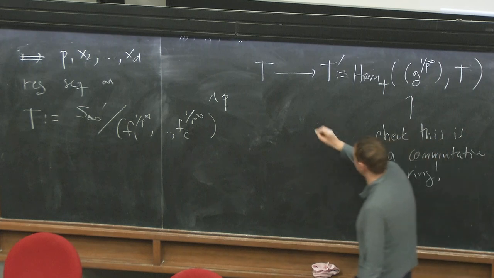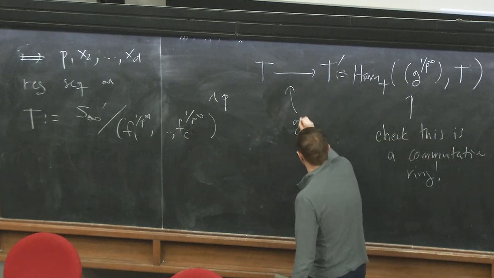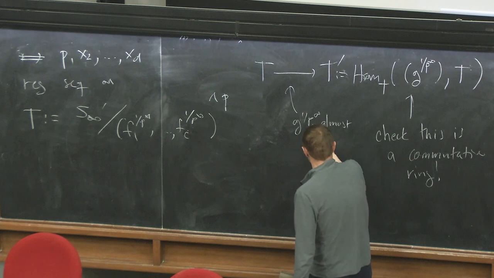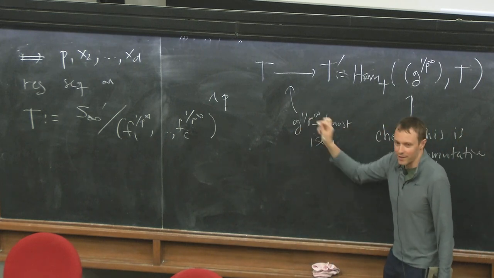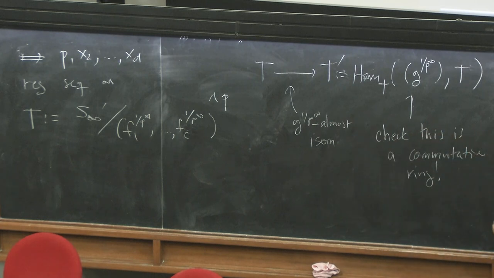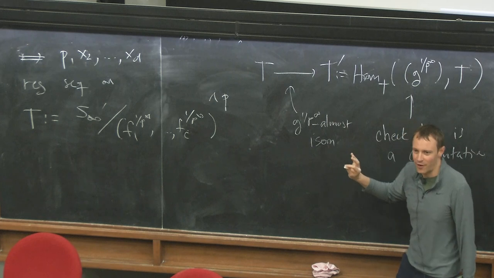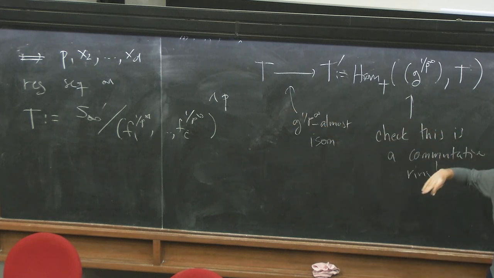And so in particular, in this case, this map from T to T prime is, well, G1 over P to the infinity, almost an isomorphism. Meaning if I multiply by G1 over P to the e for any e, on either the kernel or the cokernel, what I get vanishes. Okay.